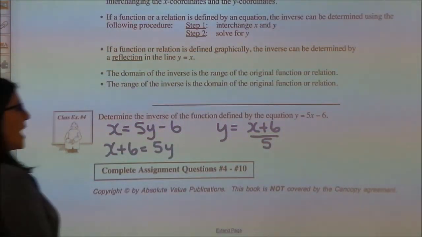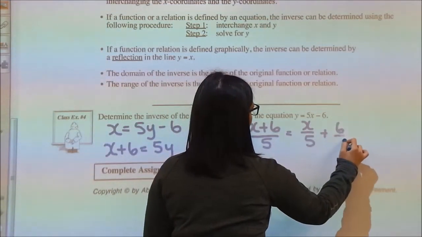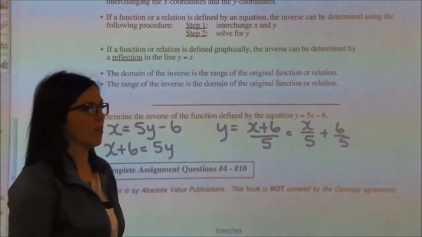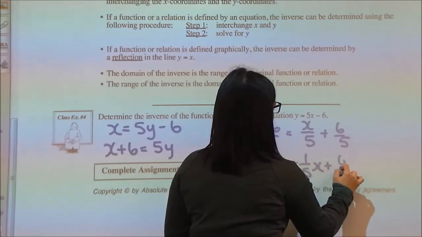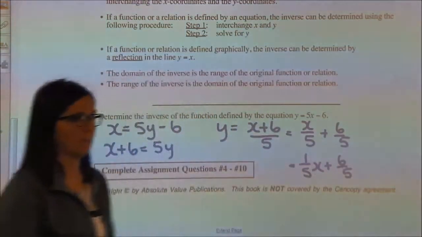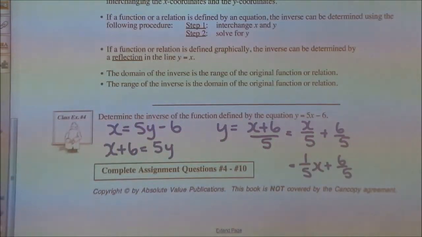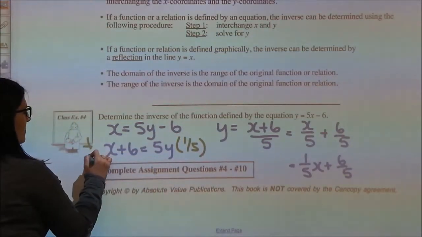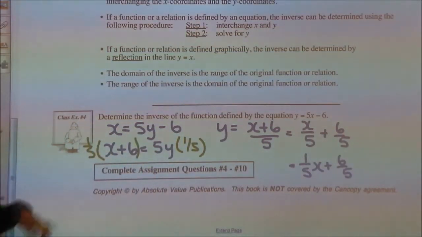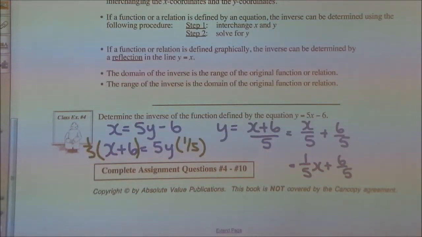Or I can split it up: x divided by 5 plus 6 divided by 5, which I could clean up and write as 1/5 times x. The other way I could look at it from this point is I could multiply each side by 1/5. So there's my 1/5 x and my 6/5.